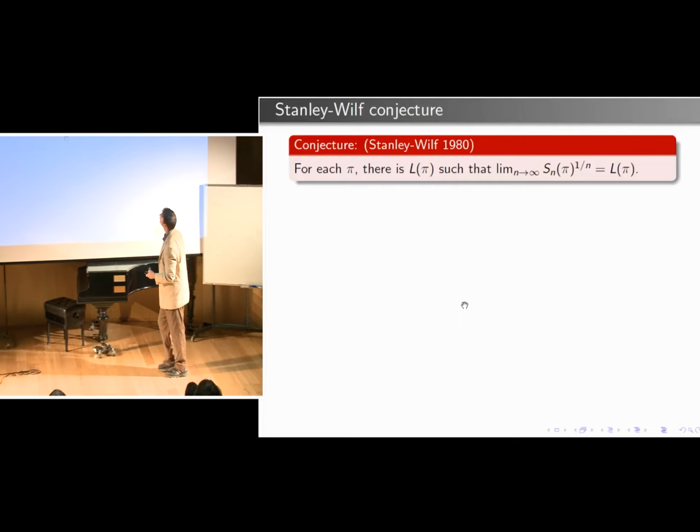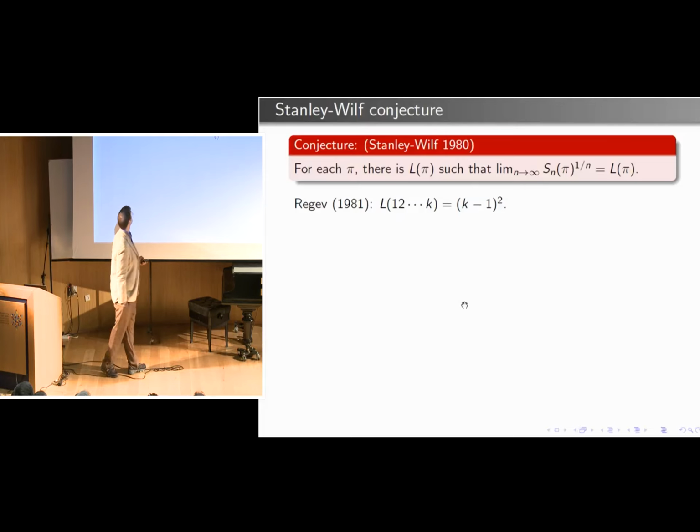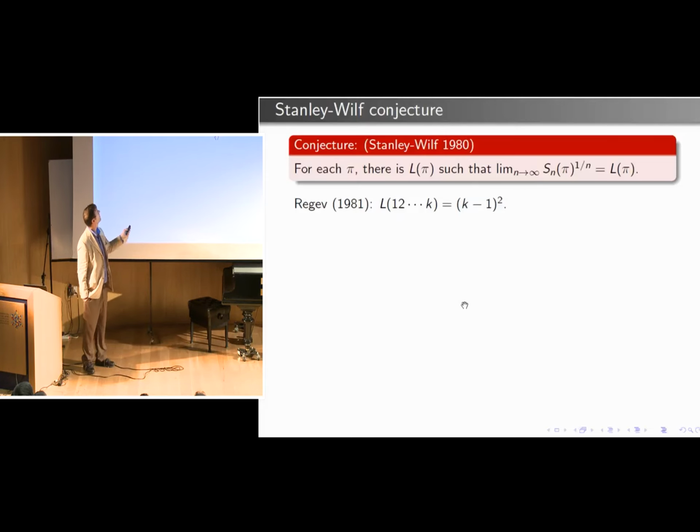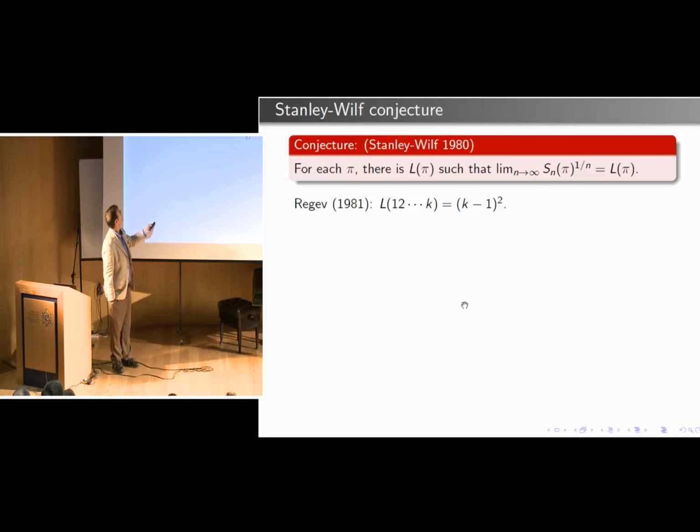Now, about that time, there was a result of Regev, which implied that for the identity permutation, this Stanley-Wilf limit is (k minus 1) squared. And this follows from the RSK algorithm.